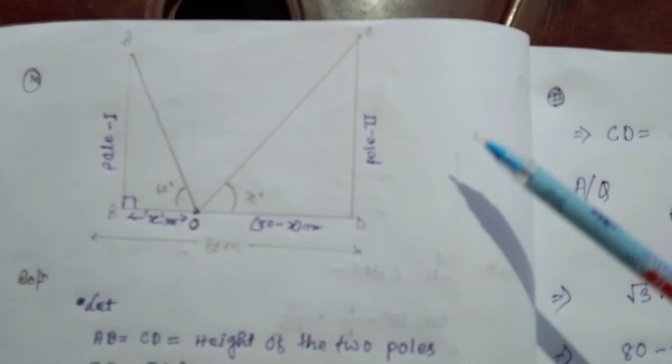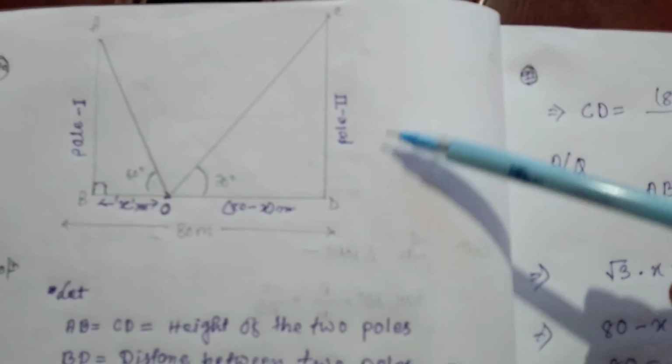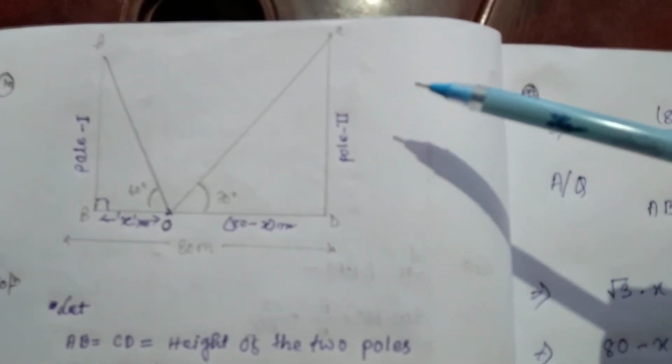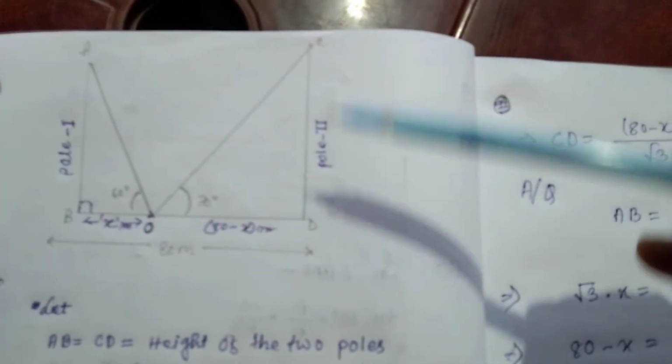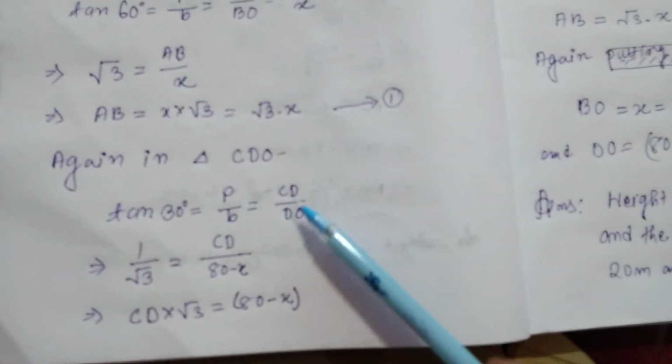So tan 30 degree equals P by B. P means perpendicular. You see in the diagram. What is the P? The name of the P is CD. And what is the base? Base is DO. So that means tan 30 degree equals P by B, which means CD by DO.